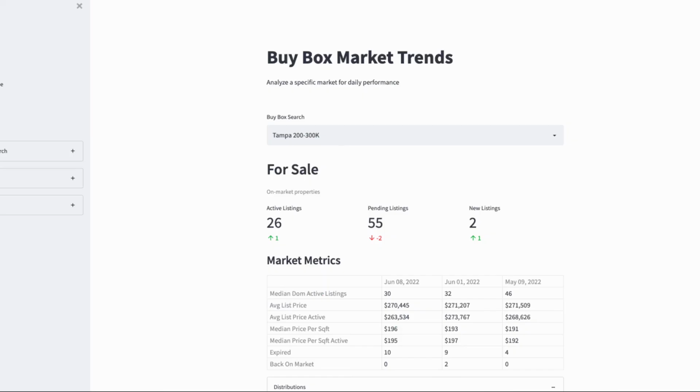That's why the Buy Box Market Trends app, the idea is that you set your criteria and then you're tracking that criteria day over day to see, how is your market changing? Are there more listings coming onto the market? Are a lot of things still going over asking? What's the median price per square foot? And ultimately, how many properties do we see that are expired or back on market?